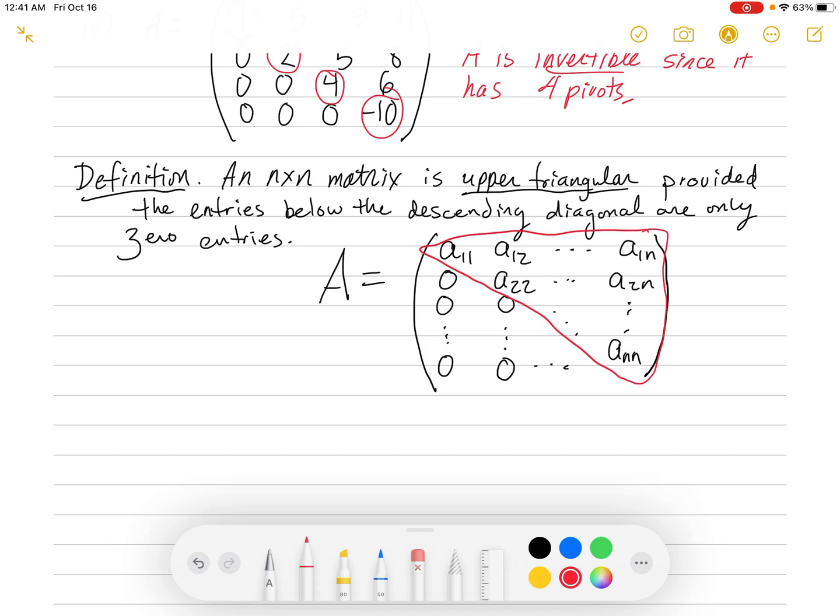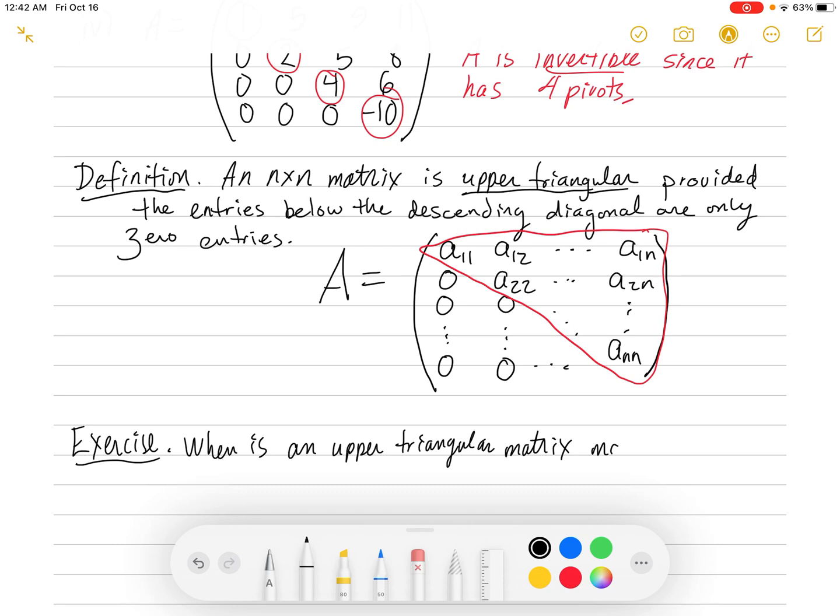Now A11 could be 0, A22 could be 0, A12 could be 0. Those could be zeros, but they're not required to be. They could be anything they want to be. You just have to ensure that anything below the main diagonal is 0. Okay, so here's an exercise. When is an upper triangular matrix invertible?